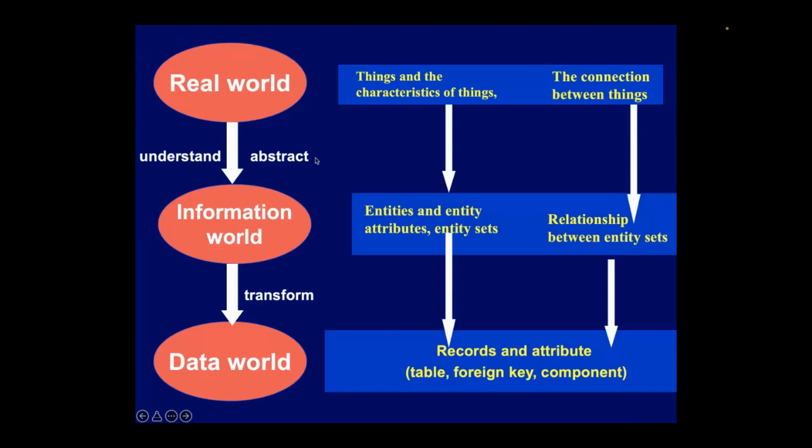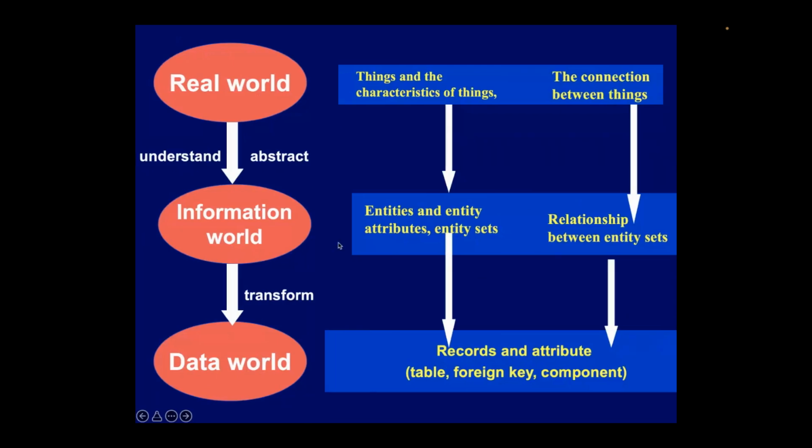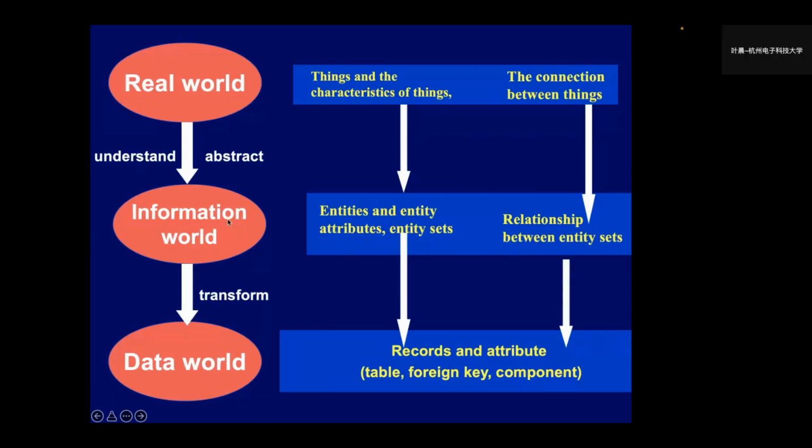So here are the concepts transformed from the real world to the information world, and from the information world to the data world. In the data world, we obtain the records and the attributes. And in the information world, where we obtain the ER model, we have the entities and entity attributes, and we have the relationships between entity sets.